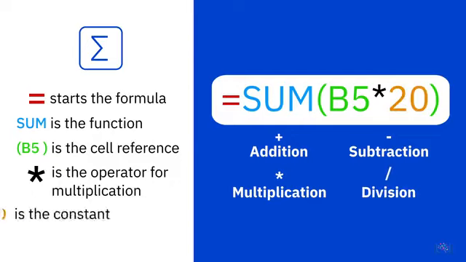You may also use constants in your formulas, which, as the name suggests, are numbers or values which you can enter directly into a formula, and which don't change. This might be a whole number, such as 5, it might be a percentage, such as 10%, or it might even be a date. So a typical formula might be equals sign, sum, open parenthesis, B5, asterisk, 20, close parenthesis, which would take the value in cell B5 and multiply it by 20.